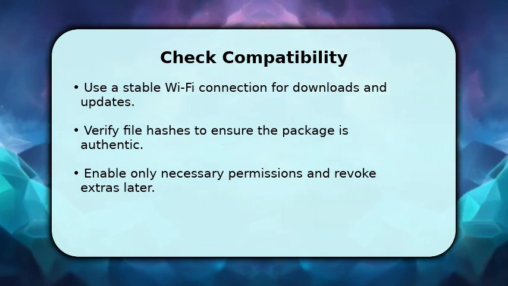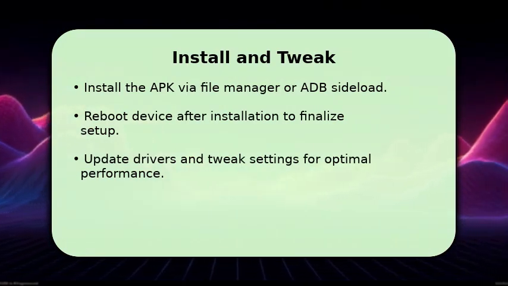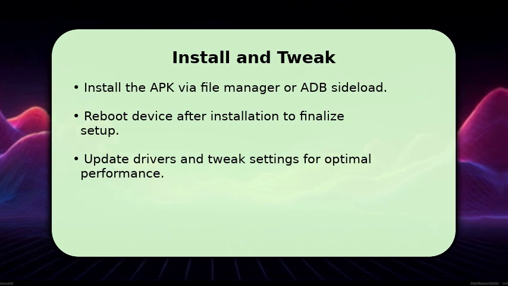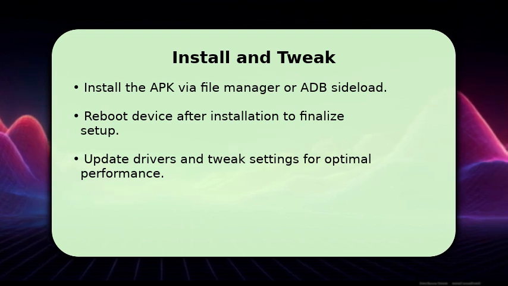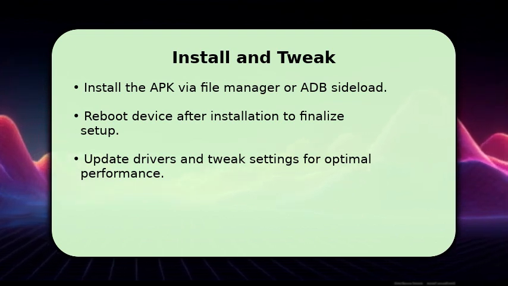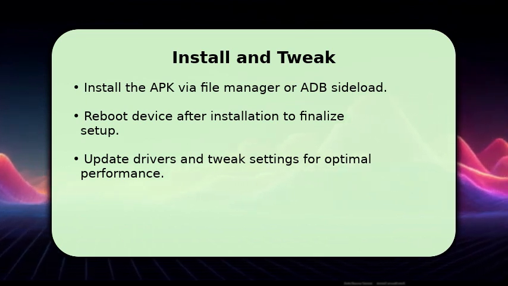Download the official Vega X package from a trusted mirror and verify the file hash before opening. Use a file manager to locate the APK, tap to install, and accept safe permissions when prompted. If the installer is blocked, toggle unknown sources in settings or use ADB sideload with clear instructions.